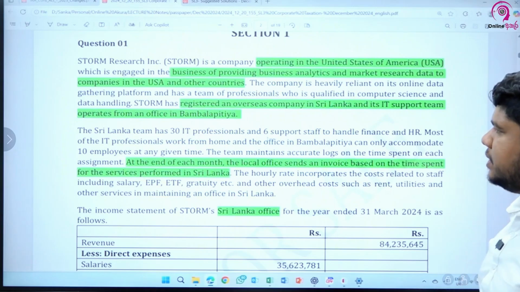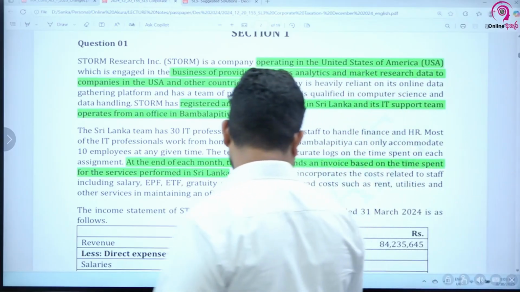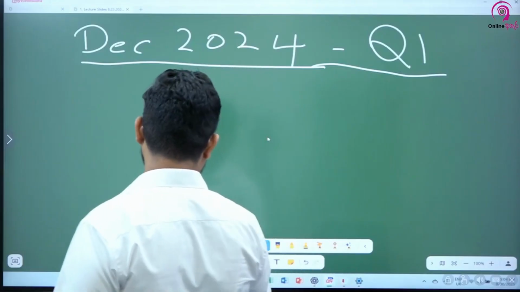The Sri Lankan team has 30 IT professionals and 6 support staff. So when you are reading this, you have to write everything down.